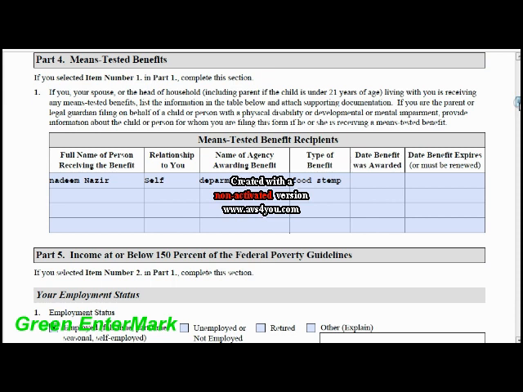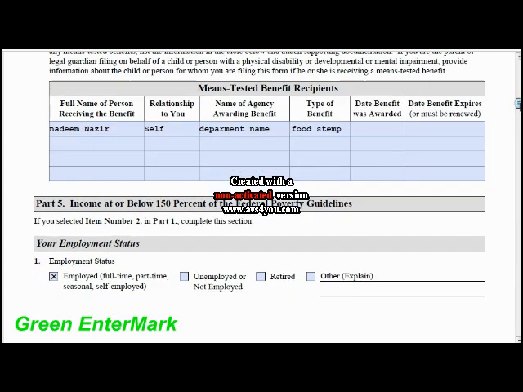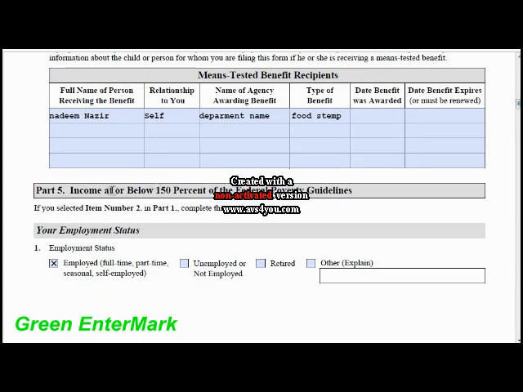Part 4 ends here. Very easy. Then part 5, income at or below 150% of the federal poverty guideline. In this section you have to mention that your income is so low.